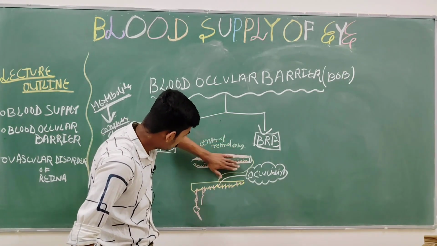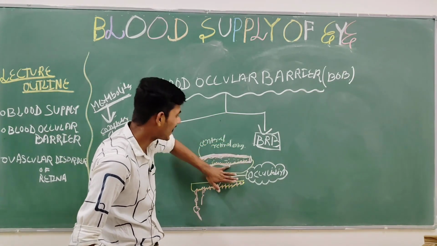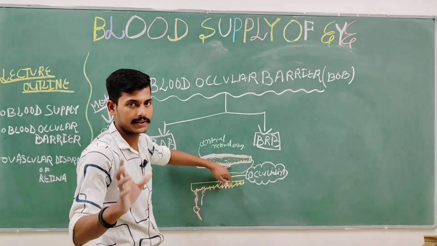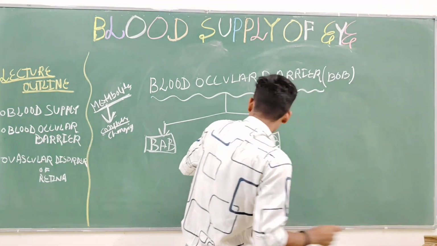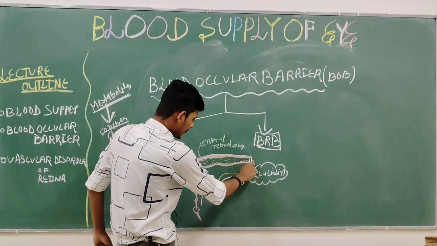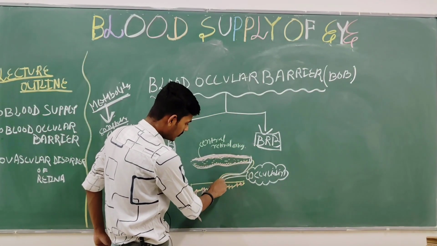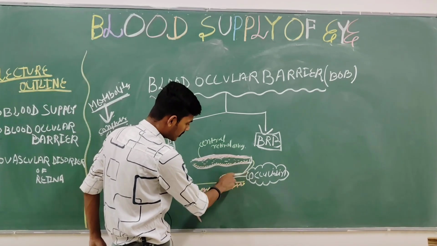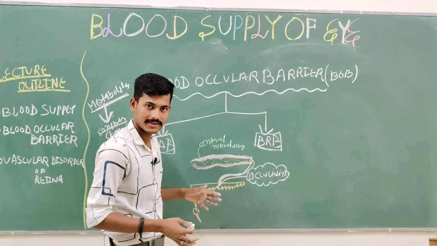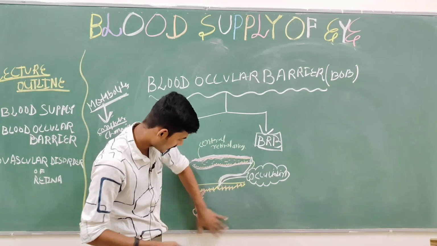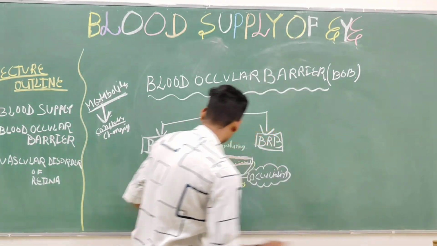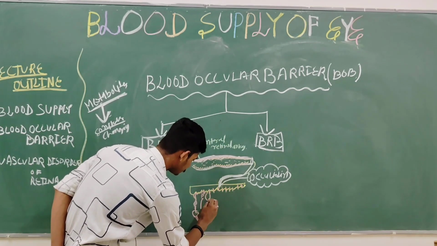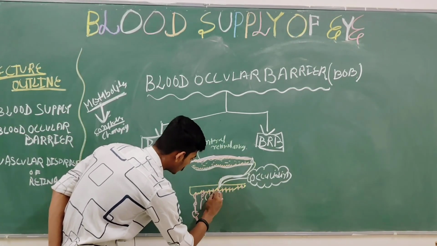And the vessels you are seeing here, the retinal vessels, are non-fenestrated. And the thing is, they strongly prevent large molecules from coming inside the neuronal environment. I am showing you just one rod and cone, but there are many. I am just roughly drawing this diagram.